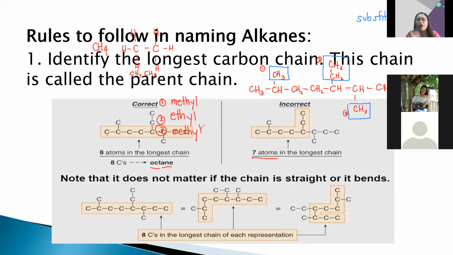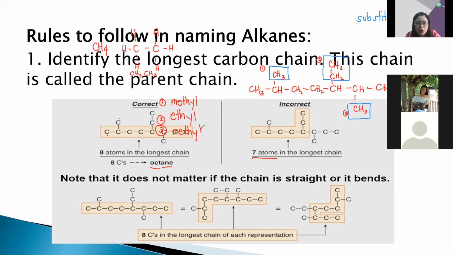Okay? So we have already identified the names of our branch. The next step is actually idudugtong na natin yung names ng ating substituent dito sa parent chain natin. Again, idudugtong na natin yung ating substituent dito sa parent chain. So what will be our rules? Again, what will be our rules?